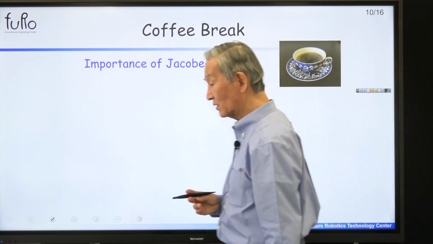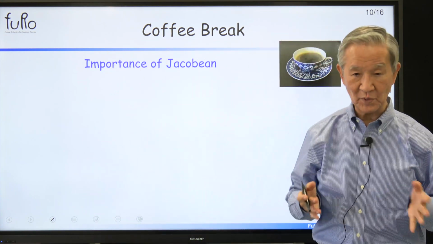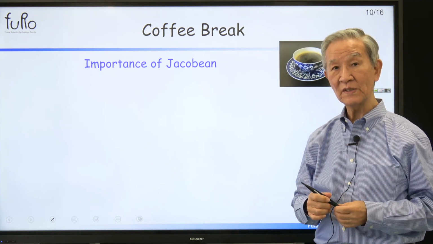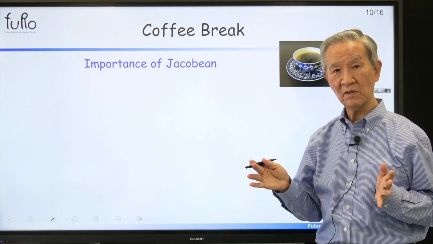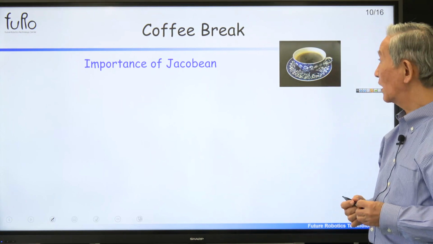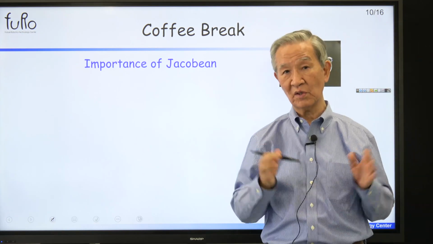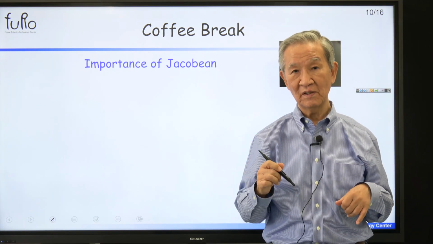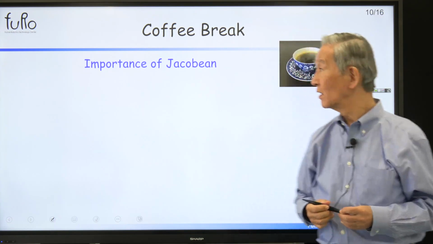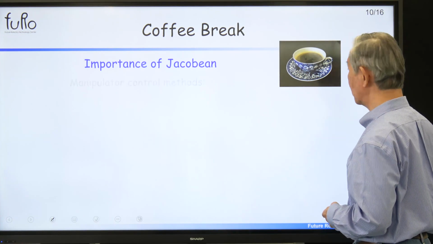So that means that even if you're talking about the partial derivatives and the speed, there are a lot of things that we can do using the differentiation table and the rules. Okay. Coffee break here is the importance of Jacobian. We've been talking about Jacobian, Jacobi matrix quite a bit. And there is a reason for that. Because Jacobian is so important.